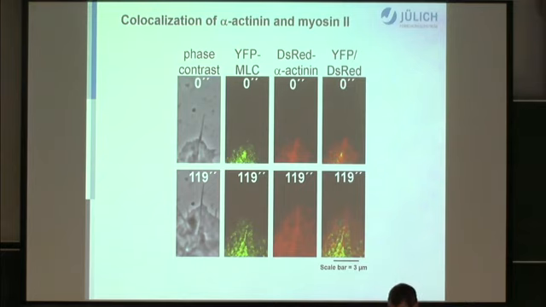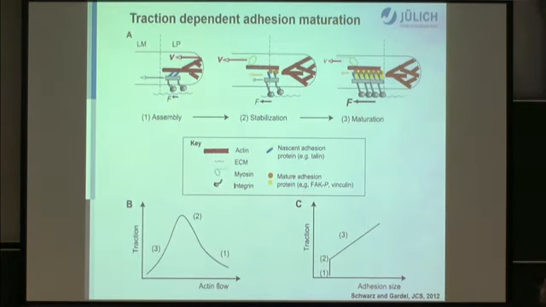And this brings me to a traction-dependent adhesion maturation model, published here by Schwarz and Gardel. What you have here, in principle, is a very early adhesion complex, and it does not really matter if this adhesion complex is originally located in the filopodium or in the lamellipodium.